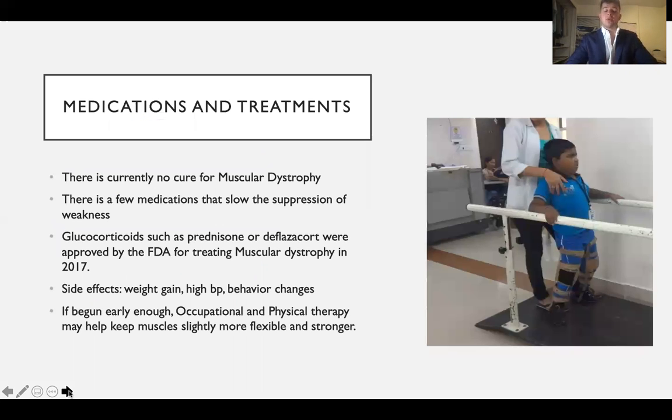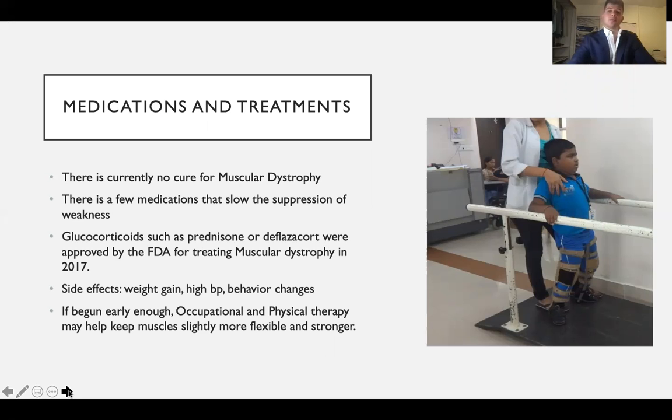So medications and treatment. Unfortunately, there's currently no cure for muscular dystrophy right now. There's a few medications that slow the progression of weakness. Glucocorticoids such as prednisone or deflazacort were approved by the FDA for treating muscular dystrophy in 2017. They do suppress, but they don't cure. And some of the side effects are weight gain, high blood pressure, behavior changes. Those are like the main ones.